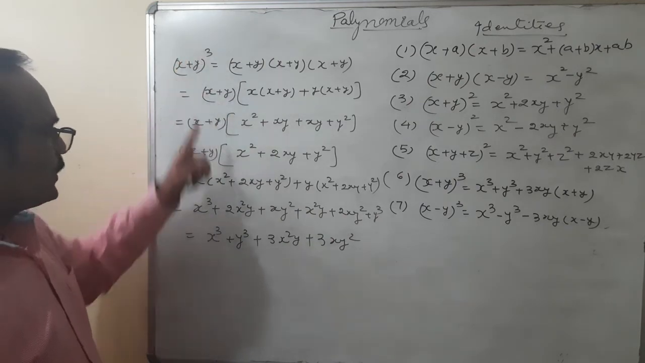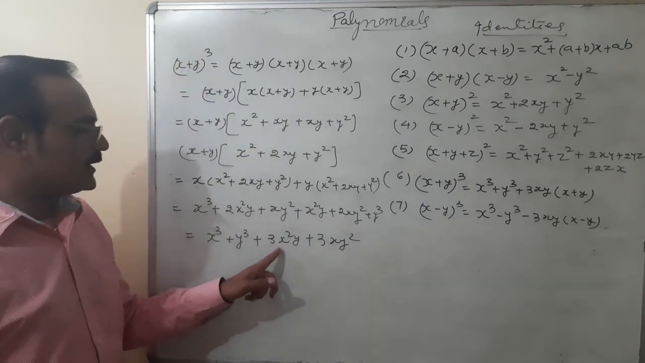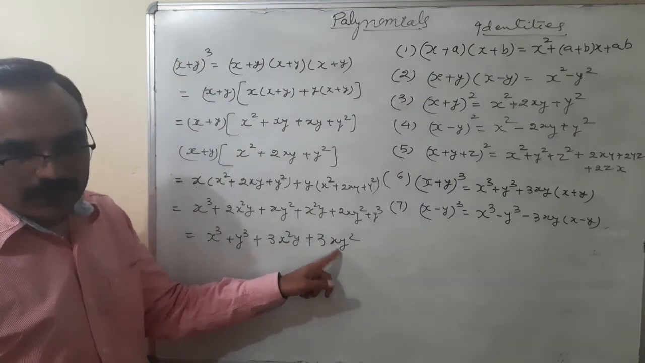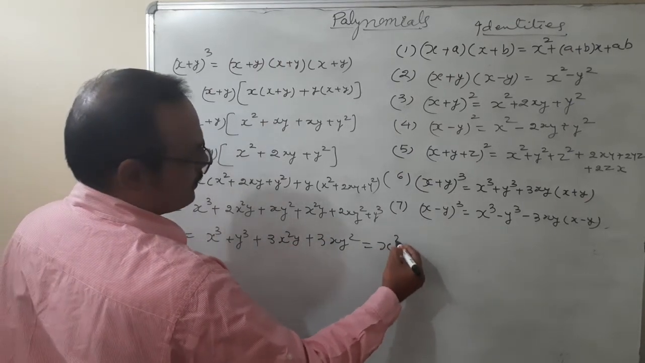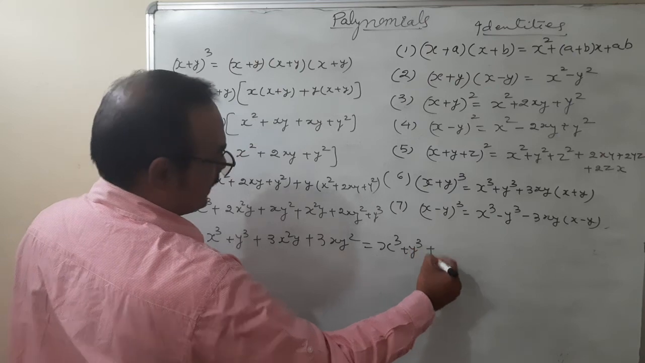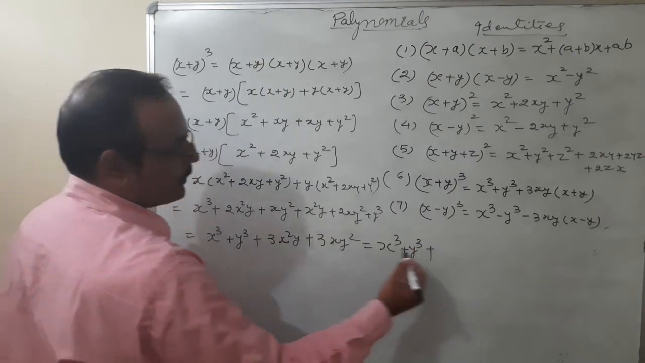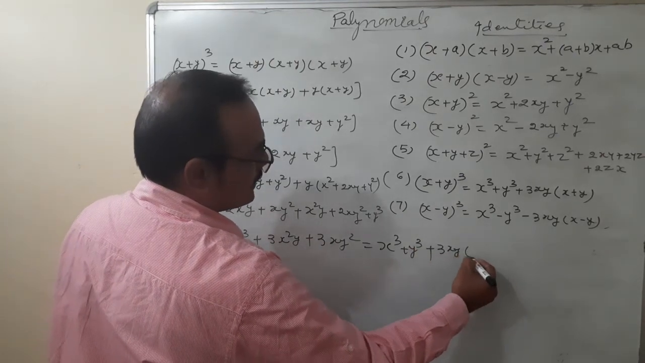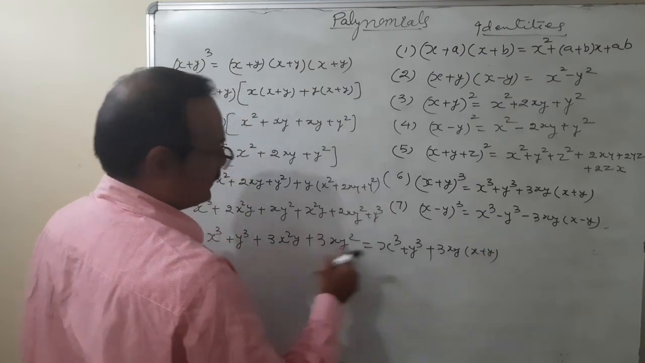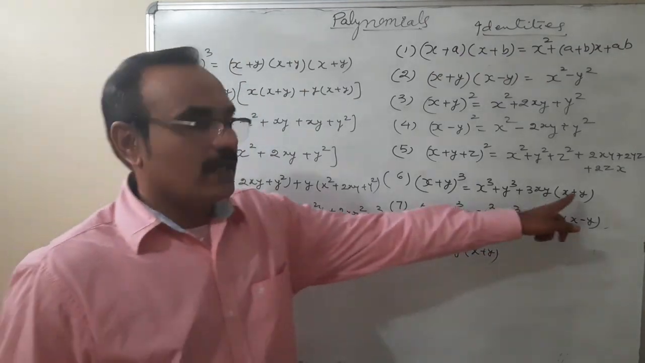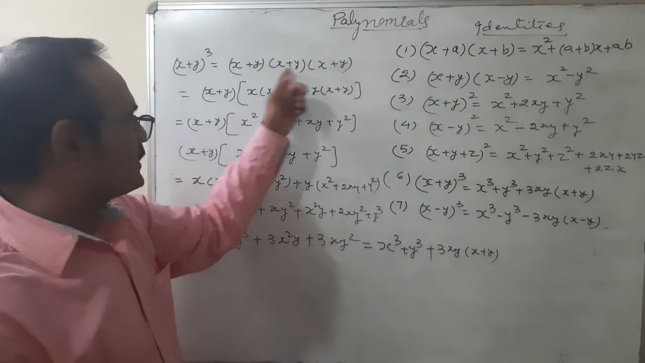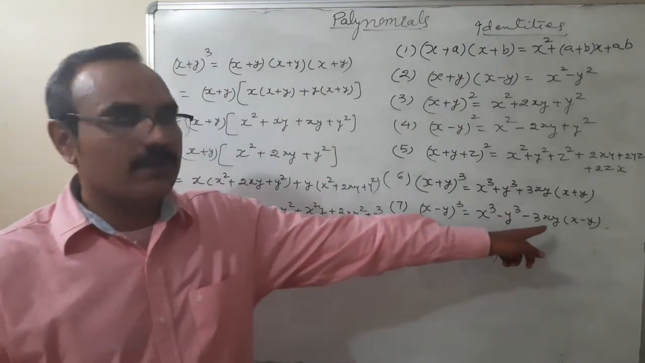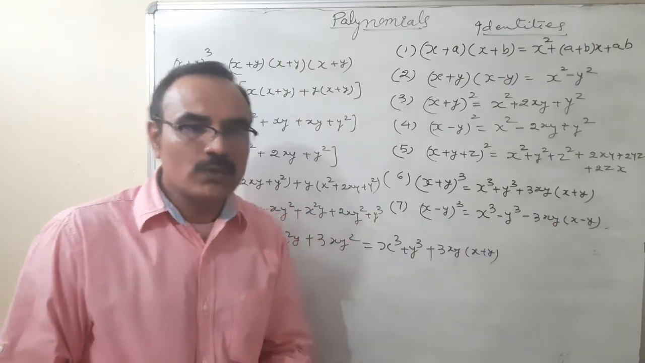So this is an identity. X plus y whole cube is equal to x cube plus y cube plus 3x square y plus 3xy square. Or in other form, x cube plus y cube plus, if I take 3xy common, then it is coming x plus y. And this is the identity. So this is identity number 6, and same as if I take the minus sign here, then the 7th identity is coming. So these are two identities.